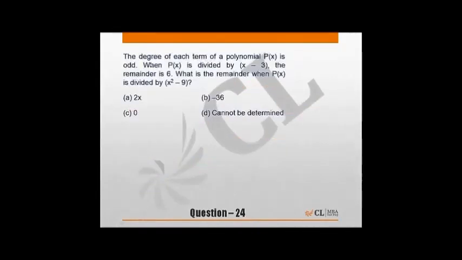Question 24. The degree of each term of polynomial P(x) is odd. When P(x) is divided by x minus 3, the remainder is 6. What is the remainder when P(x) is divided by x square minus 9?